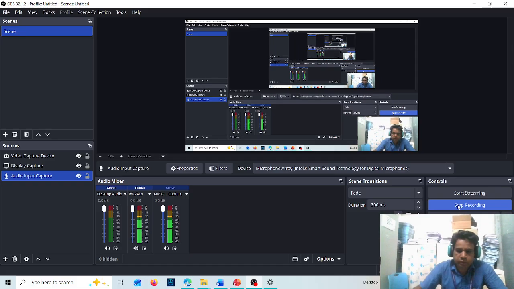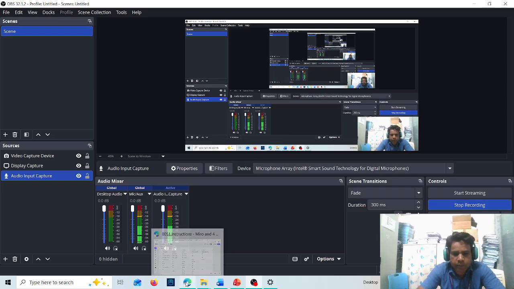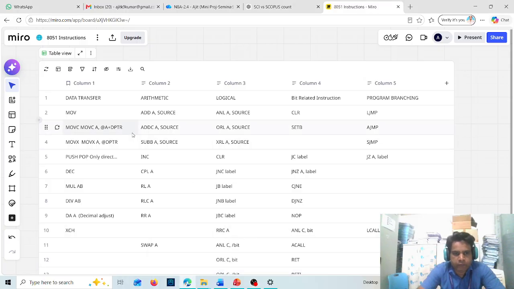So today we'll study the different instruction set of the 8051 microcontroller. We'll study the different categories of 8051 instructions one by one. We have different types of instructions here. The different categories of instructions are there.